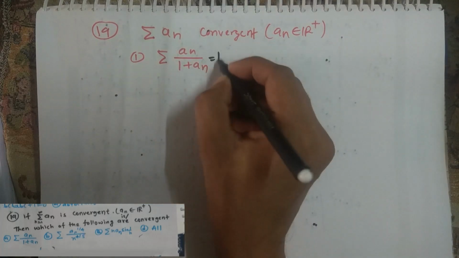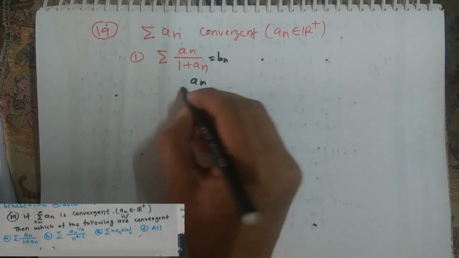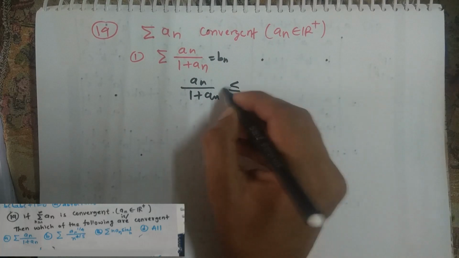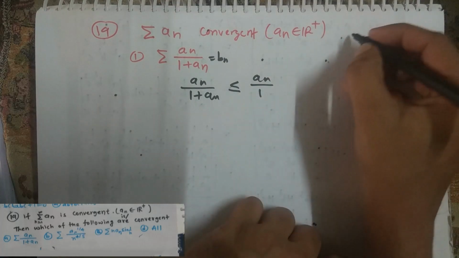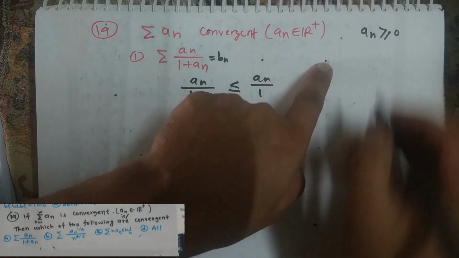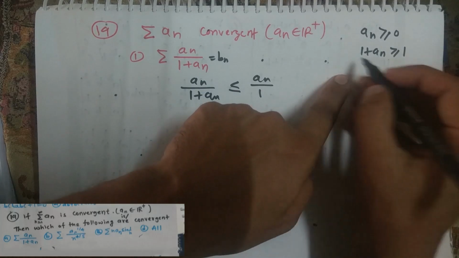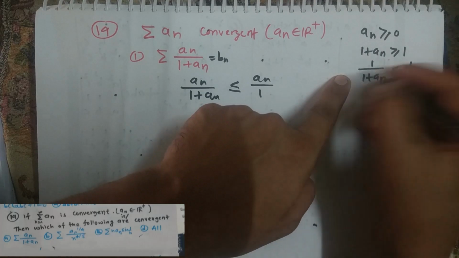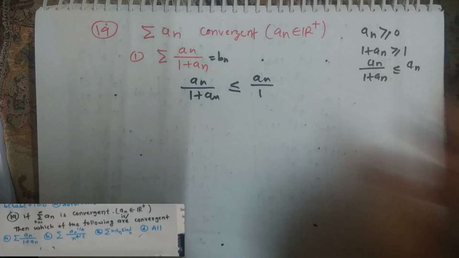You see how to approach this kind of question. So if I consider this term as bn, then look at this, an upon 1 plus an. Now this is nothing but less than or equal to an. Why have I written this? Now look at this carefully. An are positive real numbers, means what? An is greater than or equal to 0. Okay, if I add 1 on both sides, 1 plus an is greater than or equal to 1. If I take the inverse, then 1 upon 1 plus an will be less than or equal to 1. If I multiply by an, this term is always less than or equal to an.